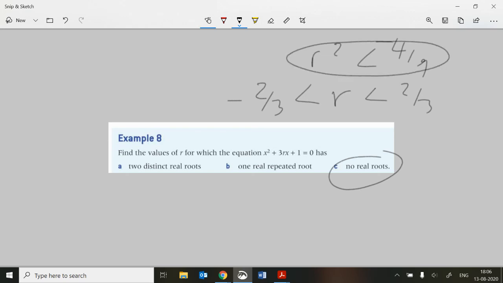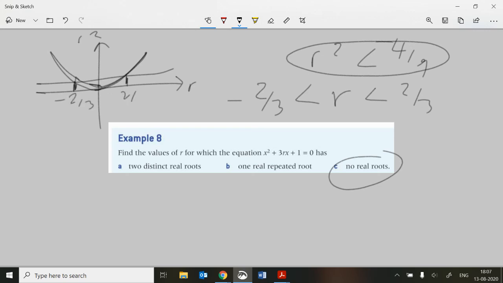I mean, just to explain that, think about what r squared looks like. Here's r, and this is going to be r squared here, and that's just going to be like a regular x squared graph. And we're saying, where is it less than 4 over 9? Well, it's less than 4 over 9 in between the 2 solutions which we get. The 2 solutions which we get when we take square roots of both sides are minus 2 over 3 and 2 over 3 as well. Okay, so this is just quadratic inequalities which we're dealing with here.